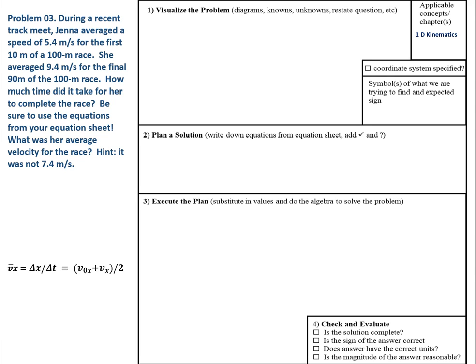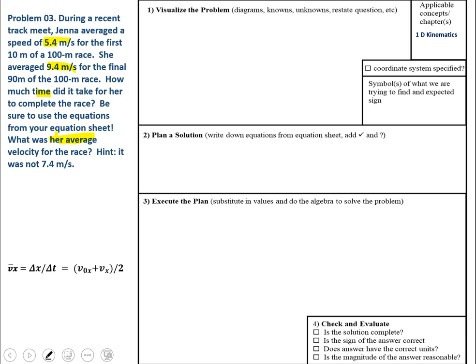Guys, in this video we will be going through problem 3 from the module 2 note packet. In this question, the runner averaged a speed of 5.4 meters per second for the first 10 meters of a 100 meters race. Then she averaged a speed of 9.4 meters per second for the final 90 meters of the race. We are asked to calculate the time taken to complete the race and her average velocity for the race.